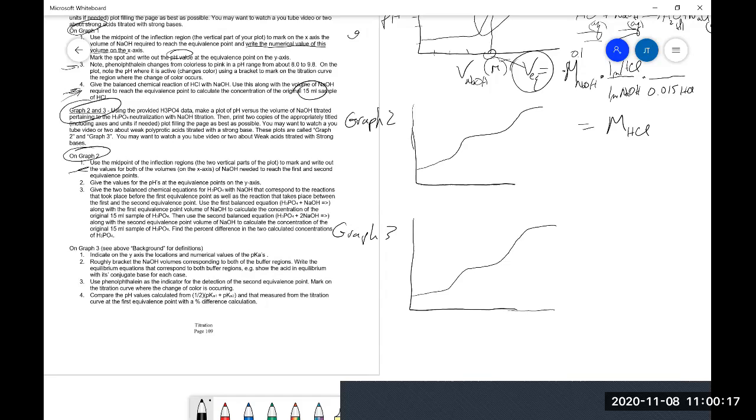It says use the midpoint of the inflection region, the 2 vertical parts, to mark and write out the values for both the volumes for the first and second equivalence point. So it's essentially the same thing that I did up there. There's the midpoint of the first inflection region, midpoint second. I drop down a vertical using a ruler, and I do first equivalence point, volume first, and whatever your axes say, second equivalence point, you're going to put a number in there.